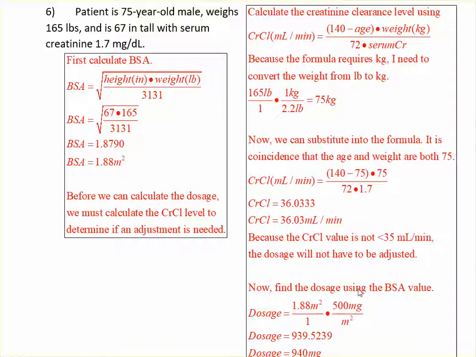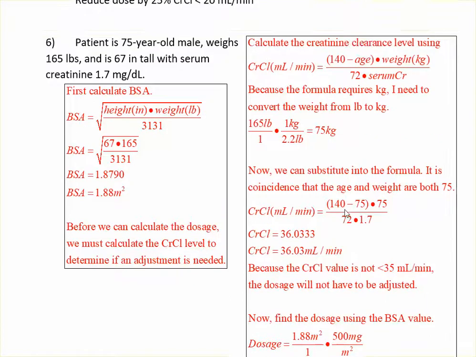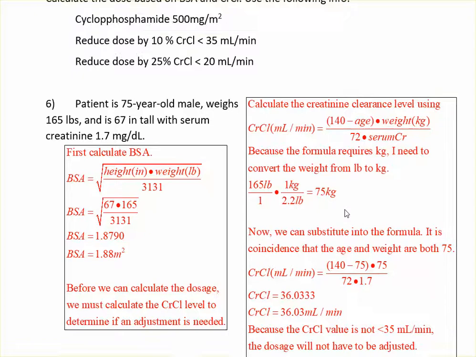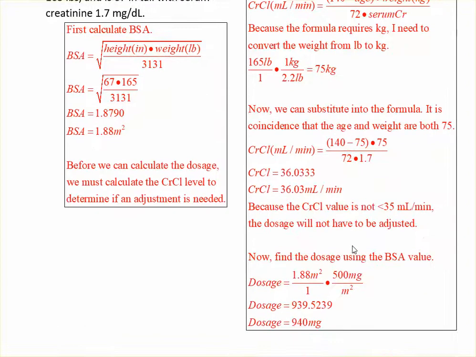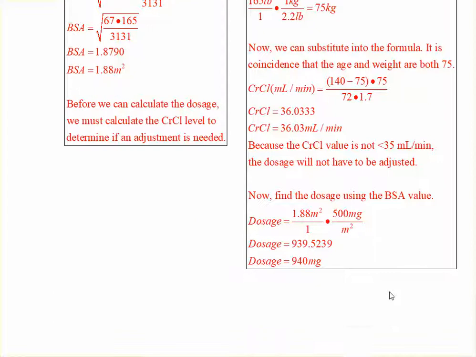I'm going to find the dosage using the BSA value, and I know I'm going to do that because the dosage is 500 milligrams per square meter. So there's my 500 milligrams per square meter, and I calculated my square meters using the BSA formula, 1.88. So now it just boils down to 1.88 times 500. This is the number that I get, and I rounded it off to the nearest whole milligram.